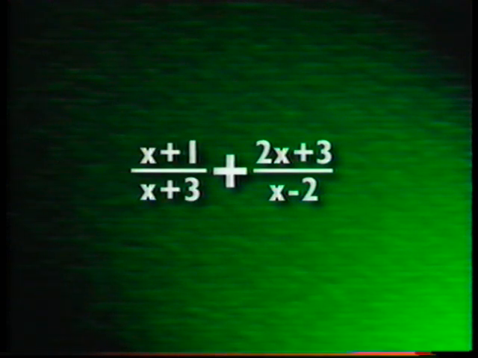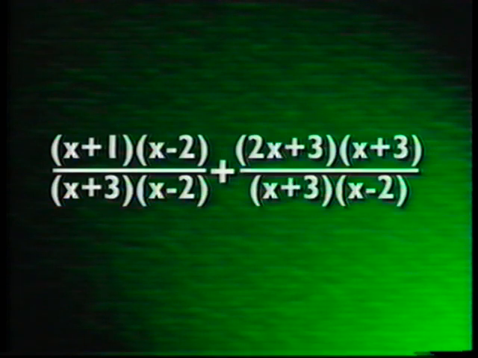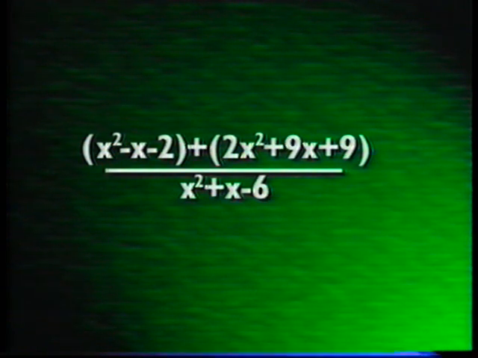All you're doing is multiplying each part by whichever one of x plus 3 and x minus 2 isn't already in the denominator. Now you have an answer in factored form, but since you want it in standard form, you use the FOIL method to multiply the factors on the top and bottom of each fraction. FOILing gives you x squared minus x minus 2 over x squared plus x minus 6 plus 2x squared plus 9x plus 9 over the same denominator, x squared plus x minus 6.